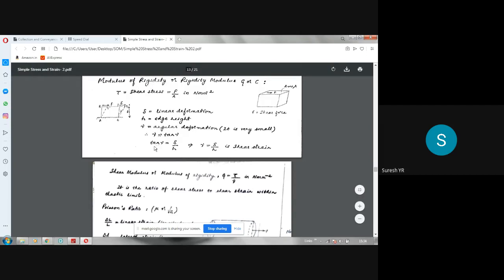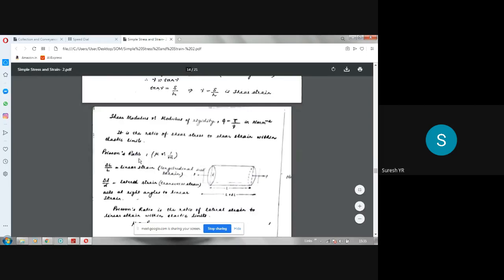So the difference between modulus of rigidity and modulus of elasticity is that modulus of elasticity is the ratio of linear stress to linear strain within elastic limits, whereas shear modulus is the ratio of shear stress to shear strain within elastic limits. So this is about modulus of rigidity, shear stress and shear strain.